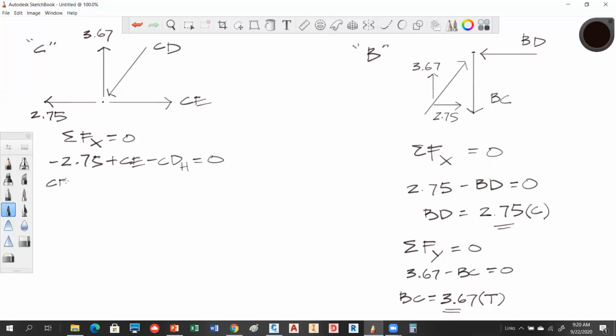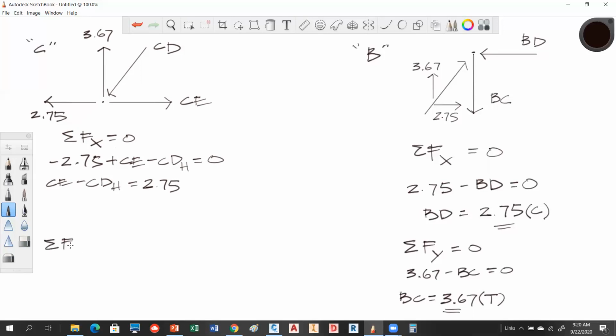I can definitely say that CE minus CDH, and I can bring that guy over. He's going to come over as a positive. So not going to give me a solution. So if I don't get a solution with y, we went to the wrong joint. Okay, so I'm going to drop down here.